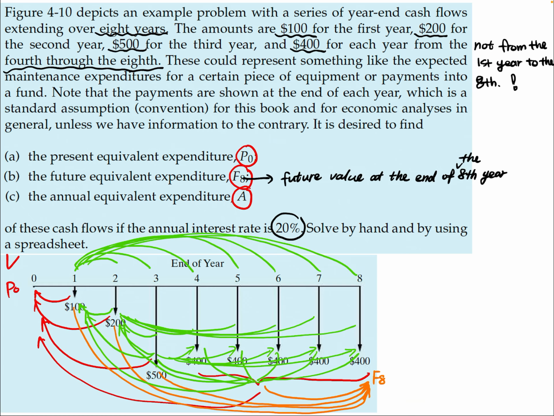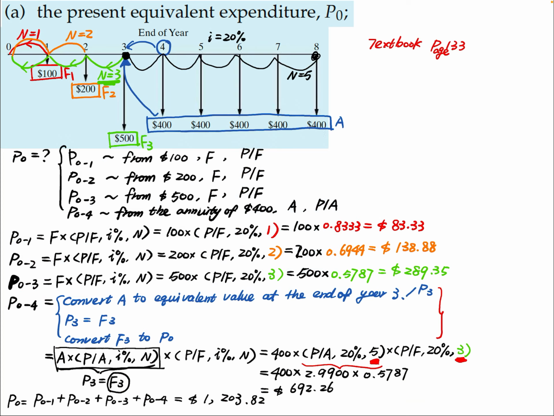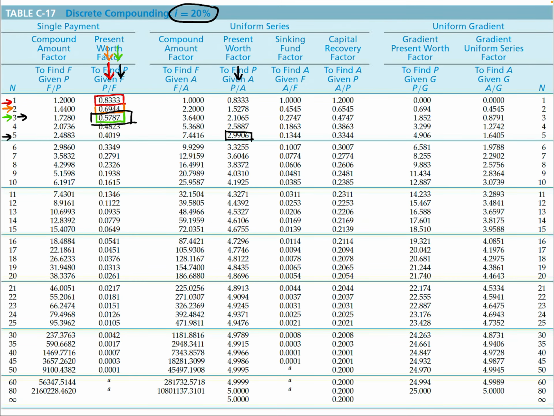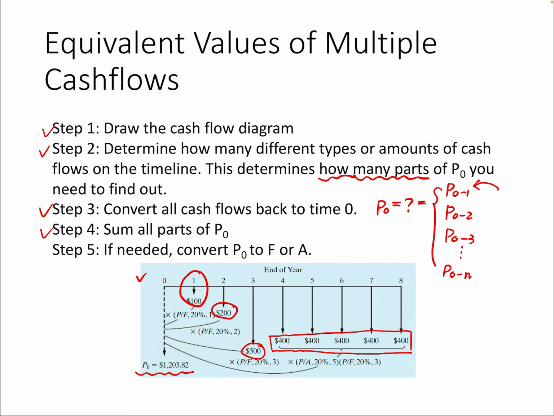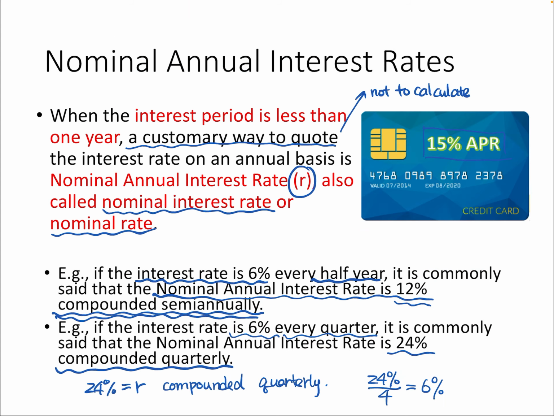So the first thing is you need to decide how many parts you have in this present value, and then you calculate each part, and then you sum all of them as your total present worth or future worth. Okay, so these are the steps you can follow to calculate the multiple cash flow problem.